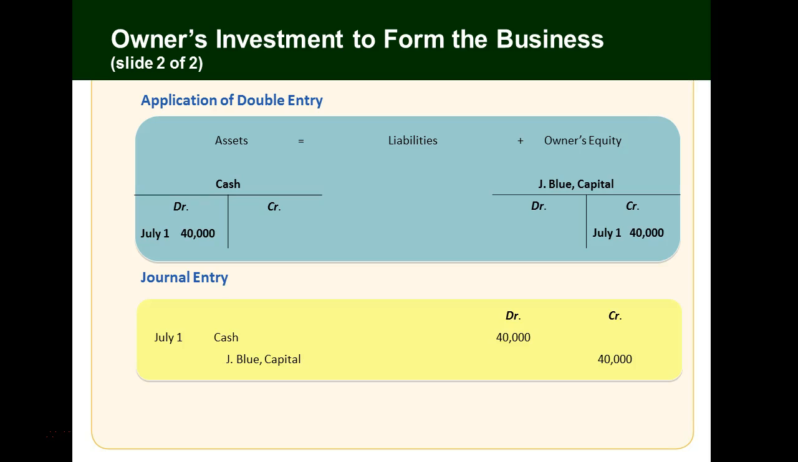So as you see, this is our journal entry. It shows the recognition, July 1st. The classification, cash was increased, $40,000. And J Blue Capital was increased, $40,000. And the valuation is?